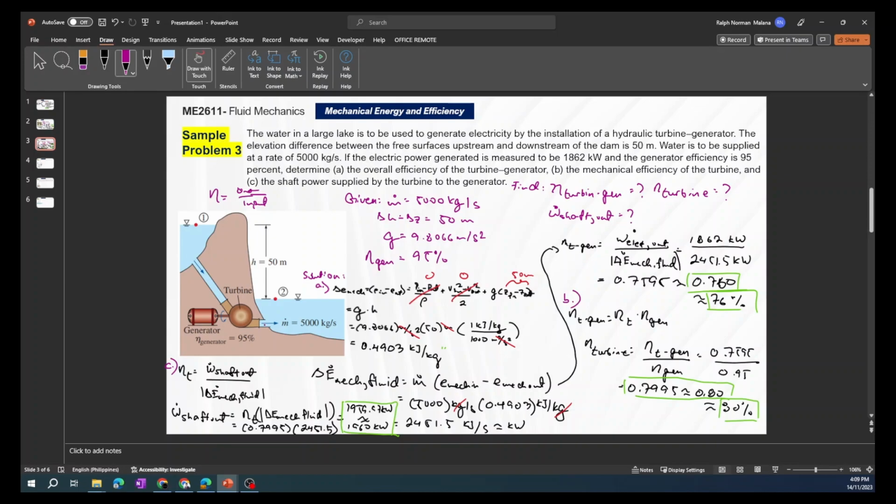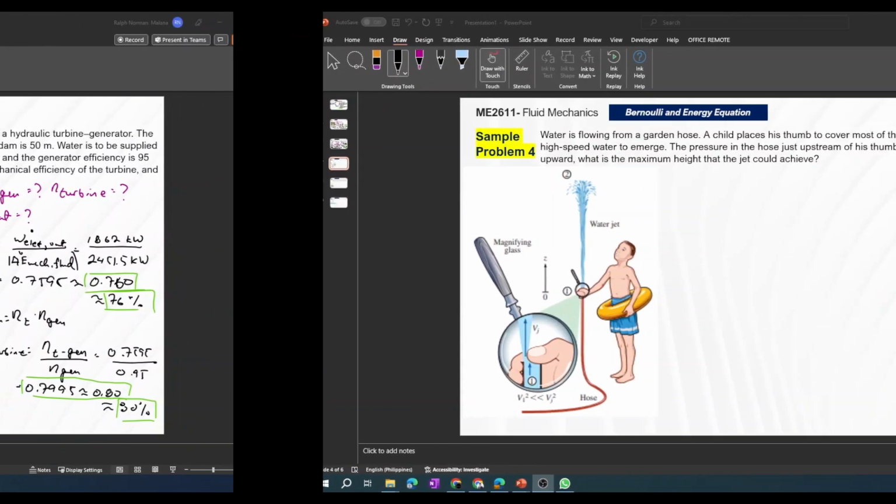turbine and generator efficiency. Okay, and for pump motor efficiency, that's simply, again, the mechanical power out and electrical power in divided by electrical power in. All right.